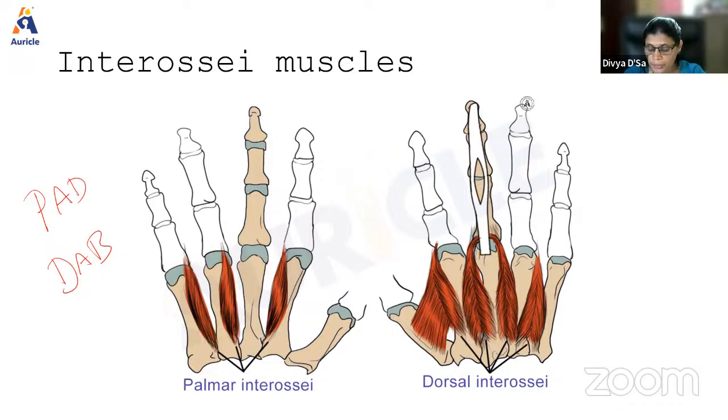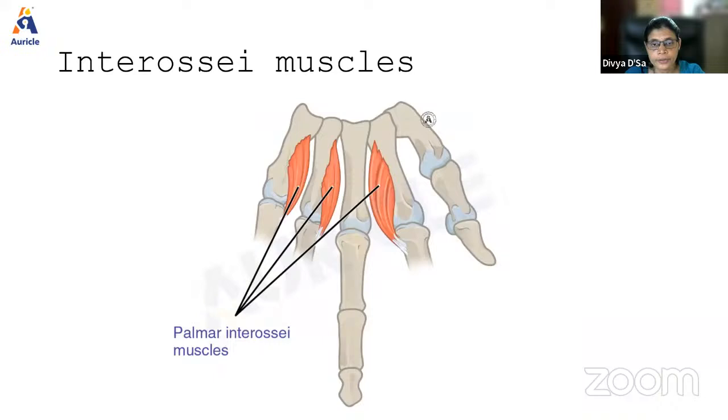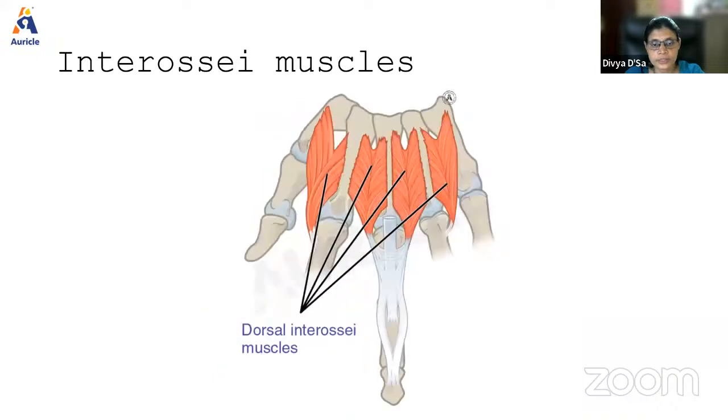So all the palmar and dorsal interossei are supplied by the deep branch of the ulnar nerve. The thenar muscles are supplied by the median nerve, whereas the hypothenar muscles are again supplied by the deep branch of the ulnar nerve. You can see it here, this is the dorsal interosseous muscle.